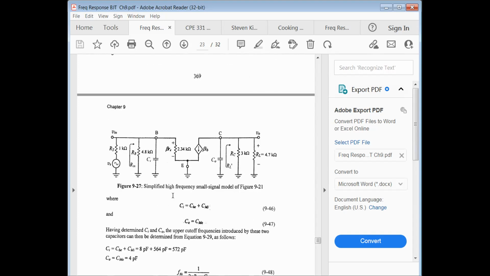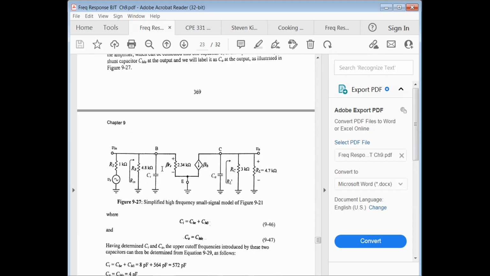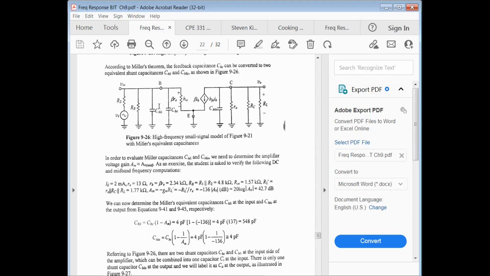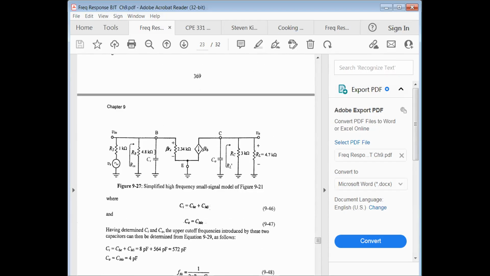So now we can return to our small signal model. We have now this thing called CN. Well, what's the CN? Well, we have C sub BE. Let's go back up here for a second. Here we go. We have C sub BE, and because this C sub BE is in parallel with C sub MI, we can just combine those two, and we just call it CN. Okay.